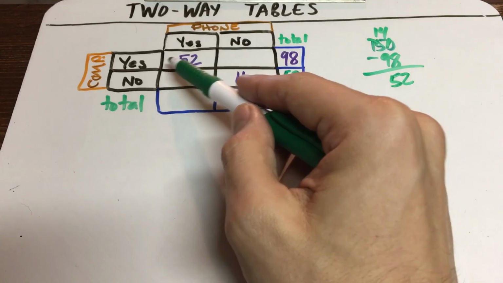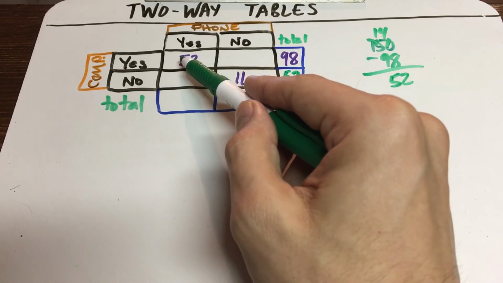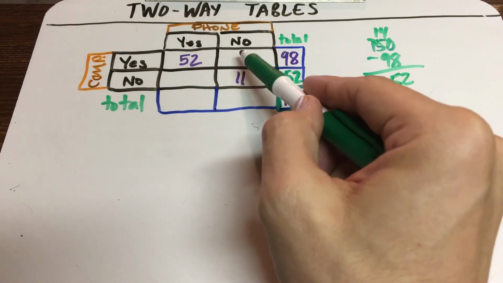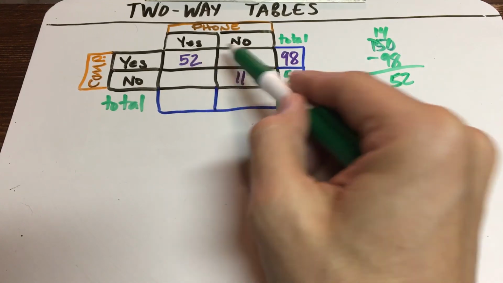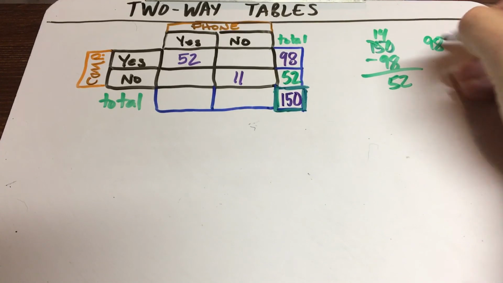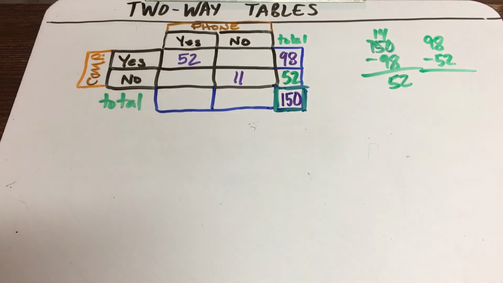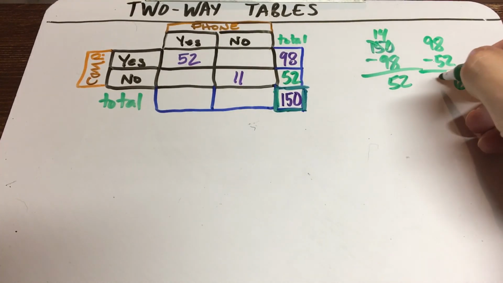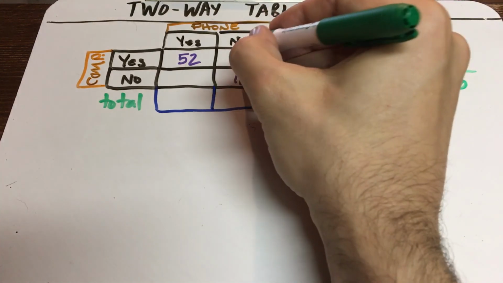If 52 people said yes, I have a computer, and there was a total of 98, I should be able to get this number, shouldn't I? 52 plus something has to equal 98. So I could do 98 minus 52. So this is just basic subtraction, right? If I can do it correctly, 46.